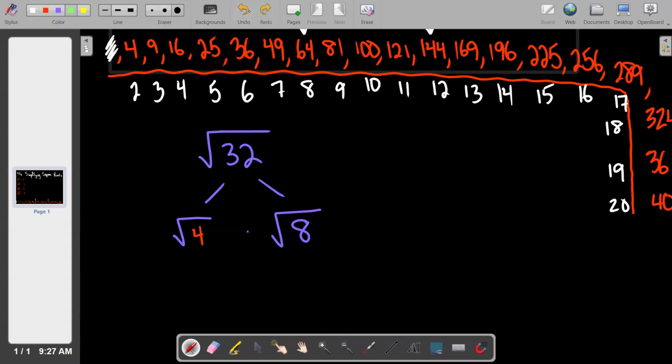Excellent job spotting that, by the way. So we're not going to use 4 and 8. We're going to use 16 and 2. And what is our final answer? 4 root 2. People sometimes say, well, can't you break down 4? And I'm like, no. It's not a square root of 4, it's just a 4. You don't get to root it again just because you feel like it. Once you root it, it's dead.